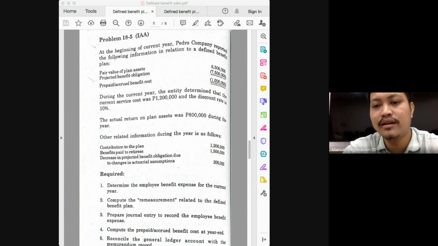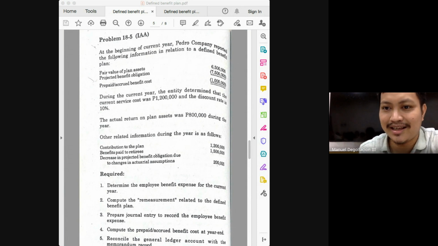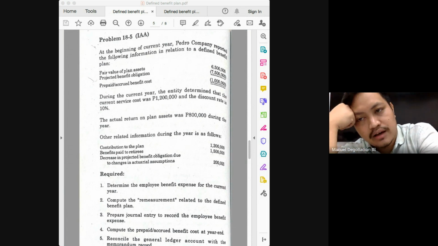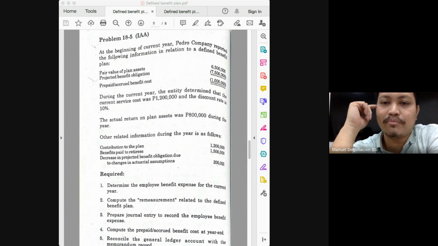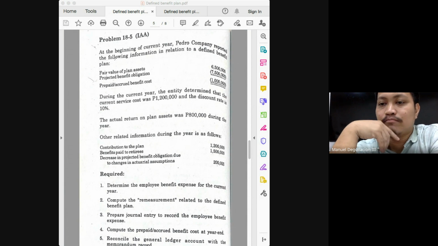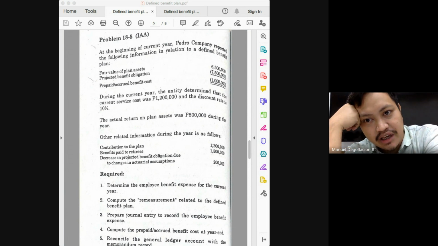Next, net interest. What's the first subcomponent? Interest expense on your PBO. How much was the beginning PBO, class? 7,500,000 multiplied by 10% again. Okay, 7,500,000 times 10% would be 750. And then next is interest income on your FVPA. How much is your beginning FVPA? 6,500,000 times 10%, you would get 650.